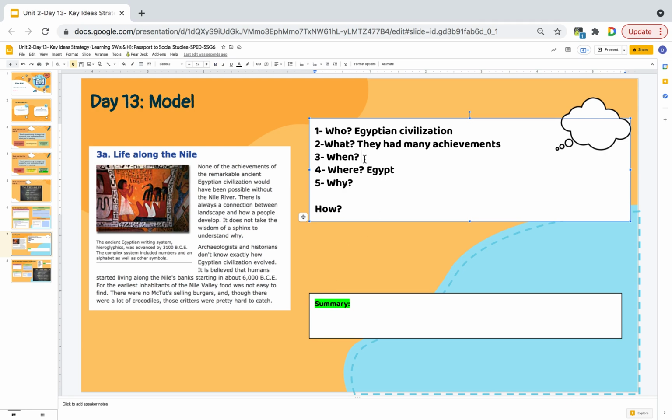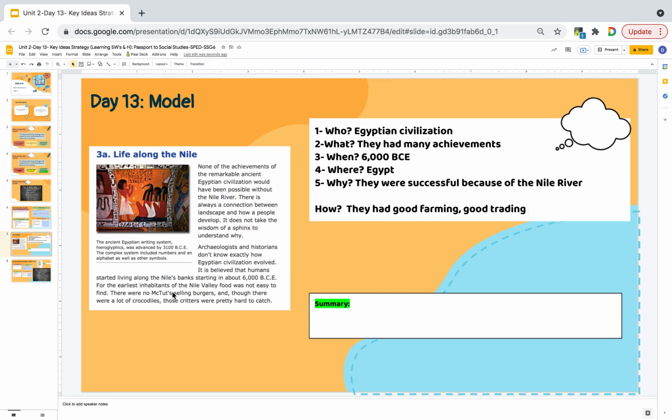So we do have a when. We see 6000 BCE. We also see that they had many achievements due to the Nile. Successful because of the Nile River. How? It says they don't know exactly how, but maybe I can infer that because they lived next to a river, they had good farming, maybe they had good trading. And these are just inferences, because as I read the rest of this article, I'm going to get even more information. But because we're modeling such a short piece, I'm just going to write down what I think I know.